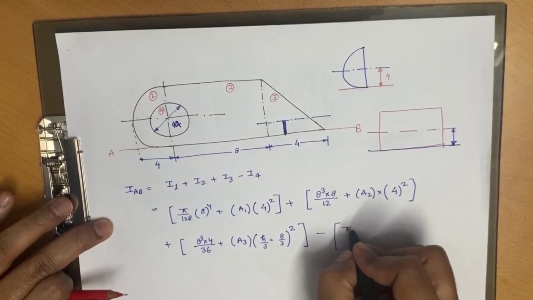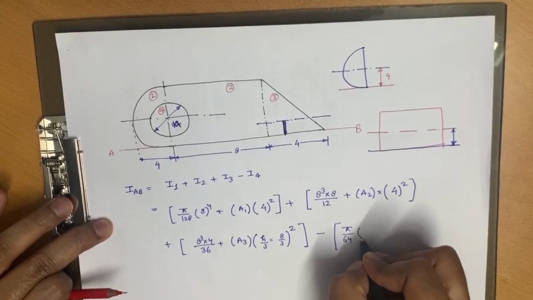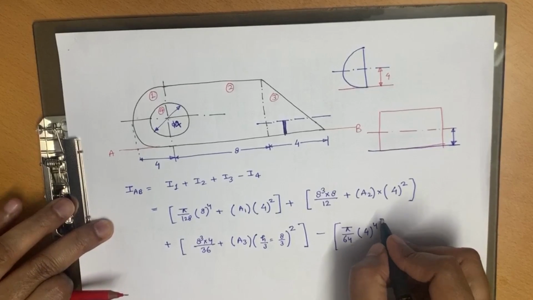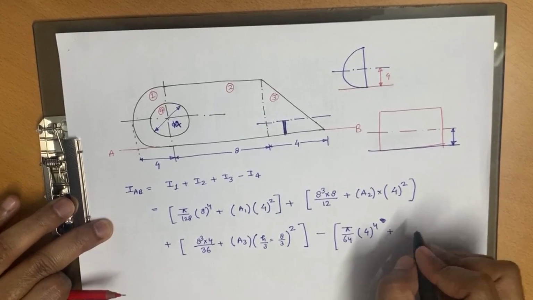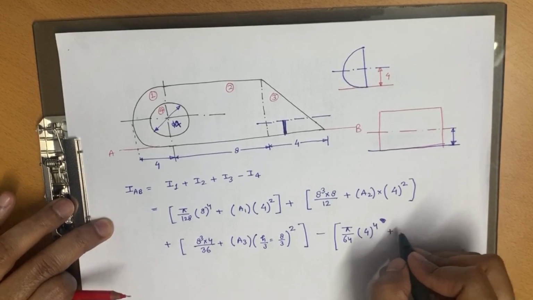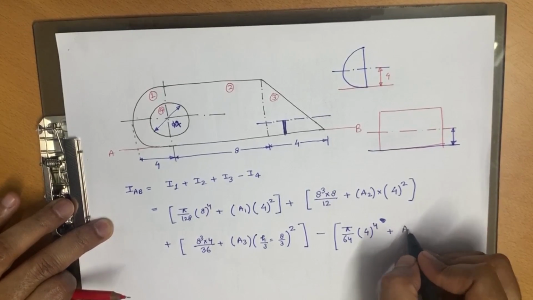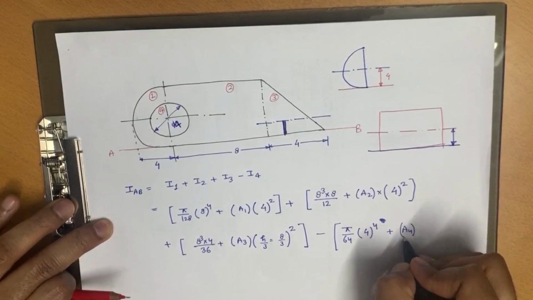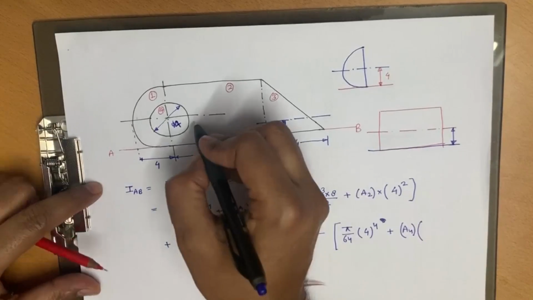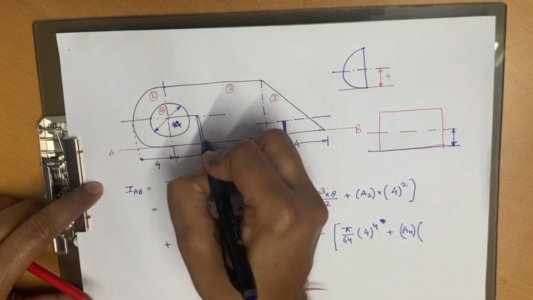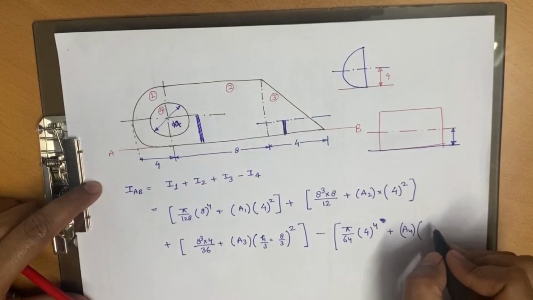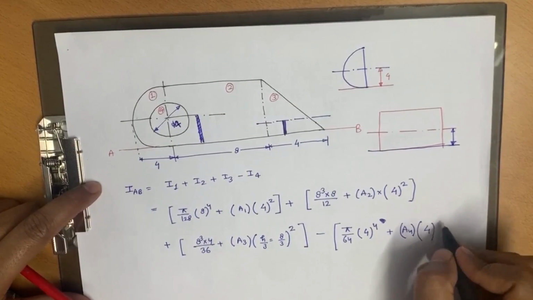For this circle, we know it is pi by 64 d to the power 4, where d is 4, so 4 to the power 4, and plus, see, we have to apply the bigger bracket, plus area of the shape multiplied by this distance, and this distance is already known to me, 4 whole square.